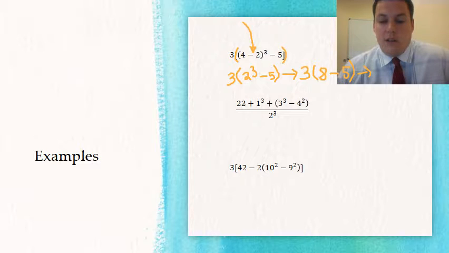Again, I still have parentheses, so I must do what's inside of them first. 3 times 3. I have one operation. I can just finish it up. My answer to this question should be 9.